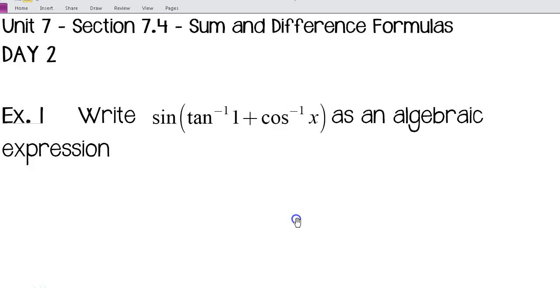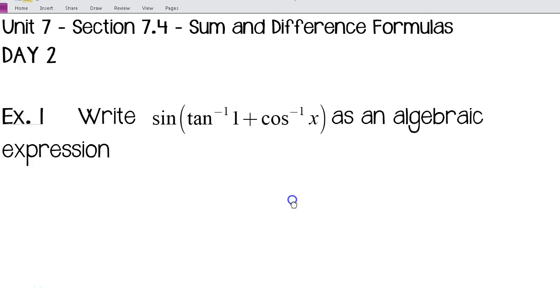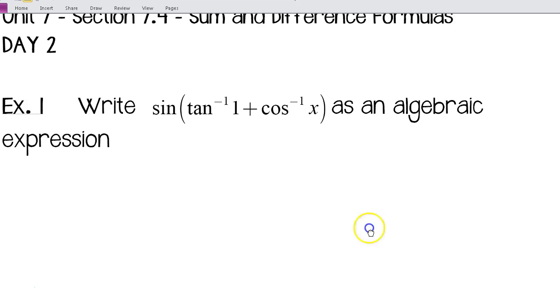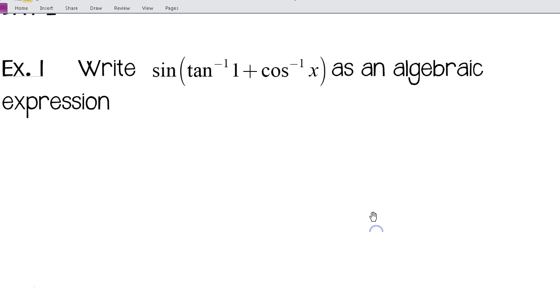This is Mr. Martin. These are video notes for Pre-Calculus Advanced. We're in Unit 7, section 7.4 if you're comparing to the book, and we're talking about sum and difference formulas. In this video we're going to look at a couple more examples.